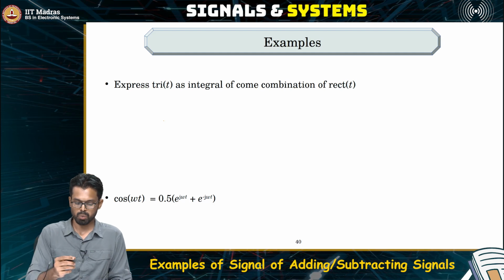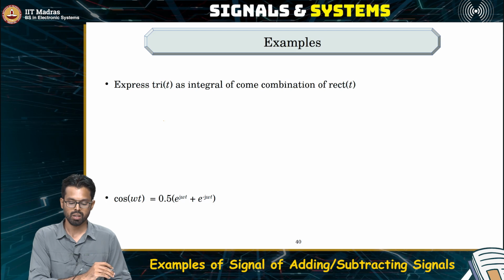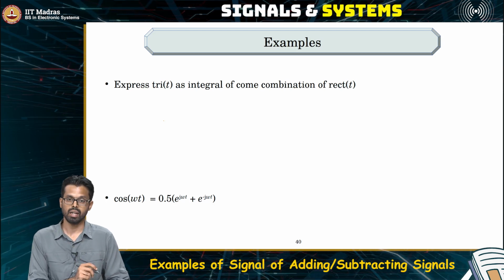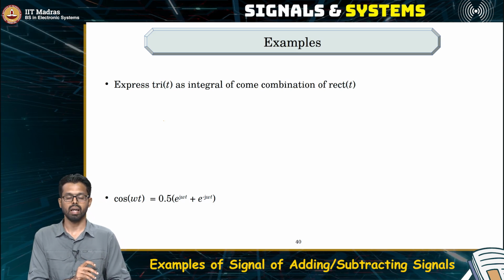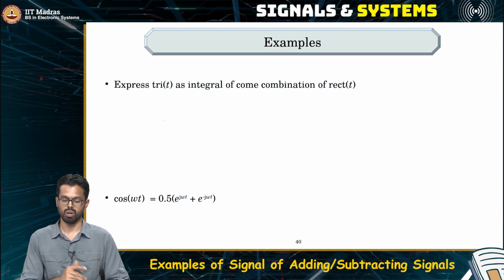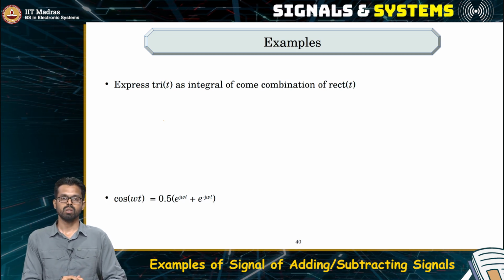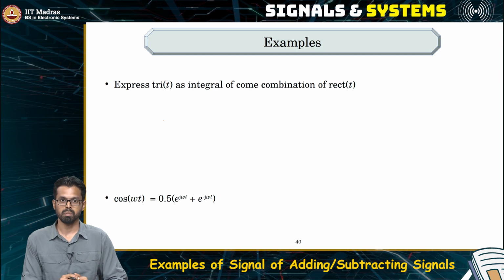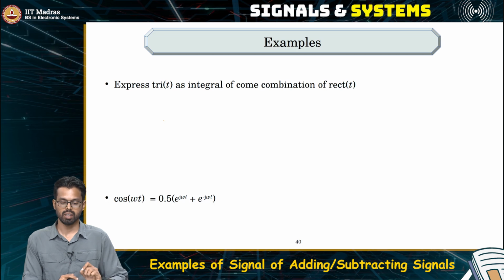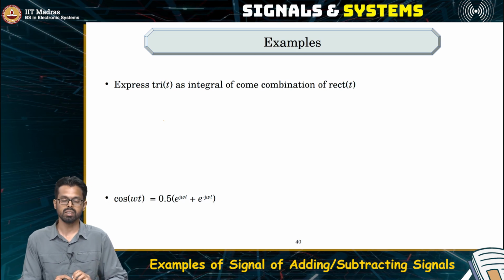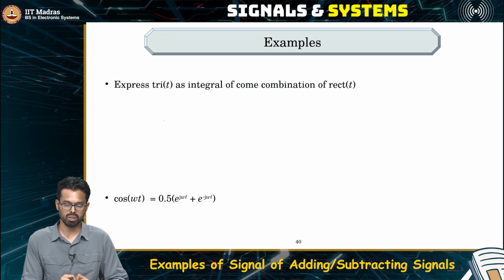Earlier we saw different kinds of standard signals. A part of that was the rectangular signal and the triangular signal. Now we'll try to express the triangular signal as a combination of a set of rectangular signals. Remember, earlier we had multiple examples where we took a simple signal and represented other complicated signals as different addition, subtraction, scaled, and shifted versions of the same signal.